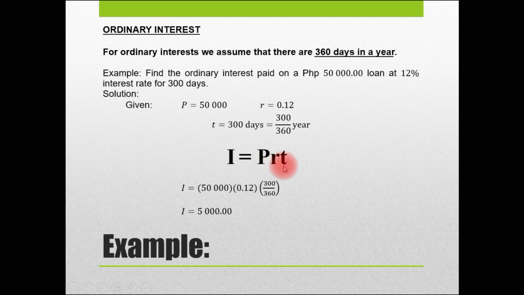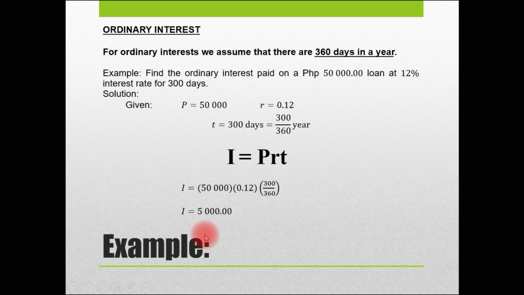Okay. So, isa-substitute lang natin yung given. Again, 50,000 is for P, 0.12 or 12% for rate, and the time is 300 over 360. Getting the product of these three, 50,000 times 0.12 times 300 over 360, we have 5,000. Therefore, the simple ordinary interest paid on a 50,000 pesos loan at 12% interest rate for 300 days is 5,000 pesos. Okay, that is for ordinary interest.